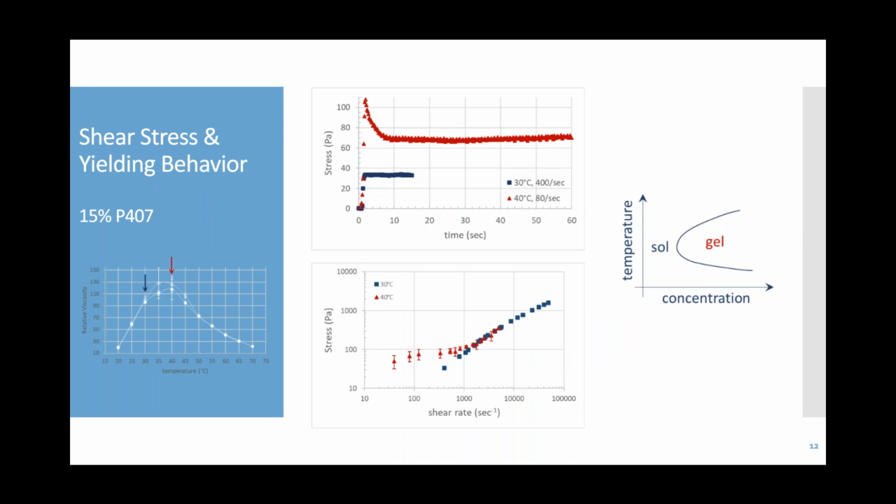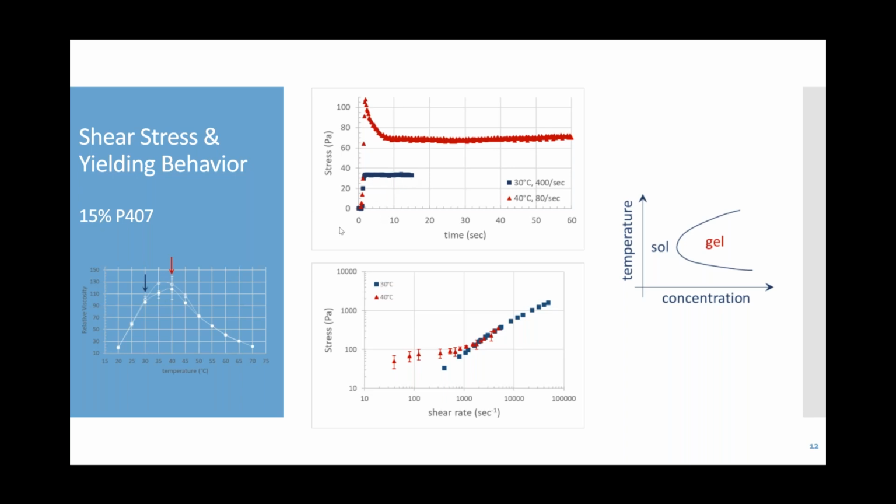Okay, so let's talk about this stress then. We're going to look at shear stress, both in terms of transient behavior and stress as a function of shear rate. To contrast, we're going to look at both of these at 30 C and then at 40 C, where we're in this peak zone. At 30 C, where we have the nice, well-defined low shear plateau in the viscosity, our transient curve very rapidly hits a plateau and stays on the plateau. Nothing unusual here.